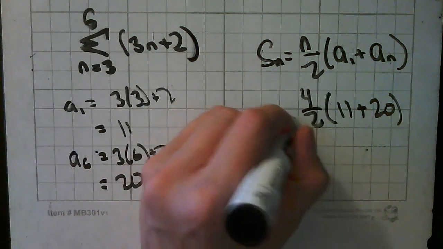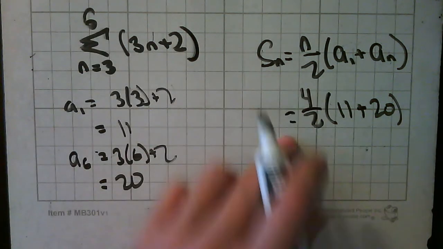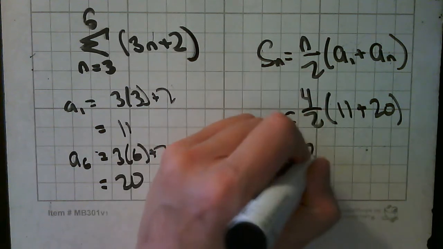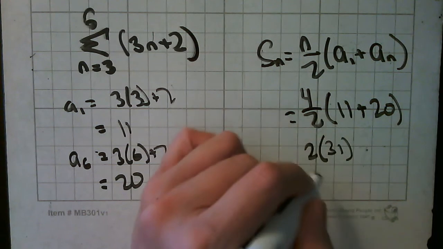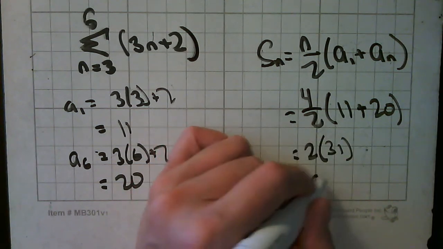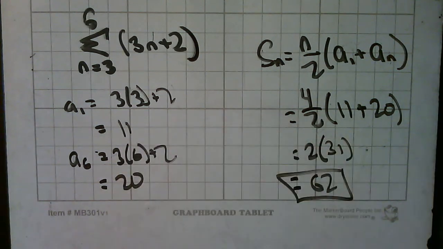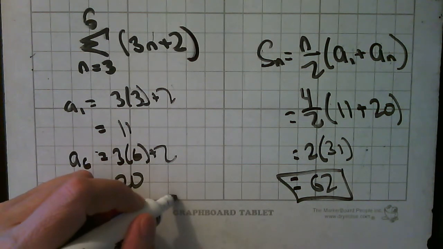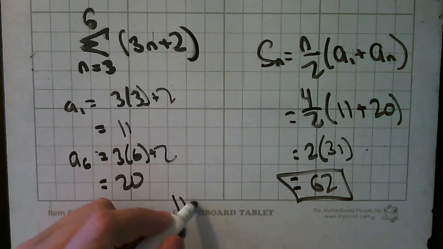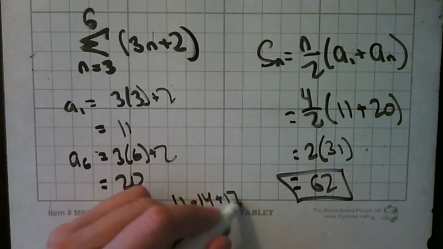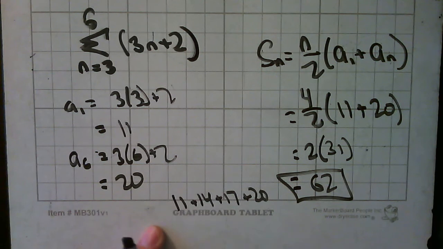We're going to plug it into our summation formula now. And we're going to get 4 divided by 2. I can simplify that. And this gives me 20, 31. 2 times 31 is going to give me a total of 62. And if you notice, last time we had 11, I forgot the numbers, 14, 17, and 20. So if you add those all up together, you're going to get 62 also.